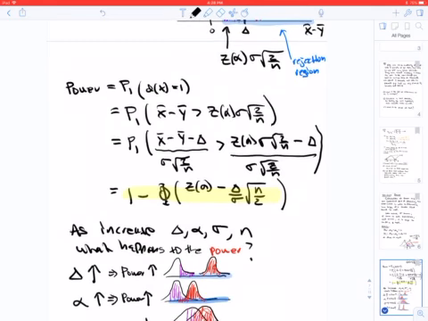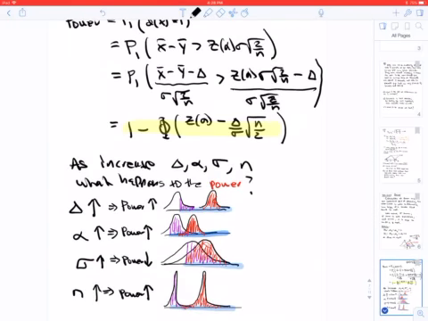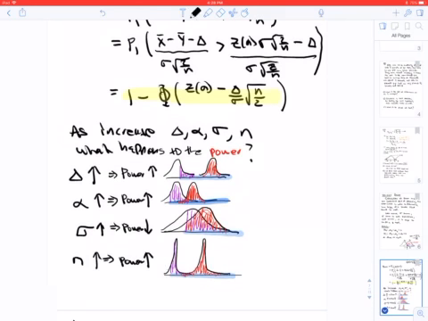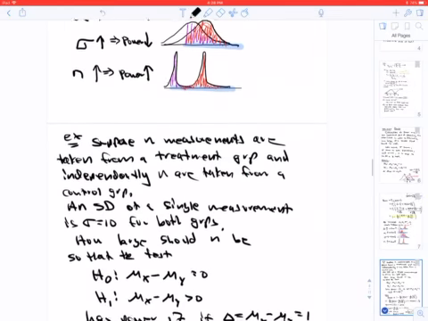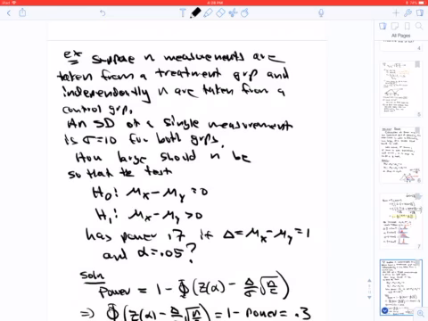We can compute power in this case in terms of the CDF, and you can check the effect of increasing delta, alpha, sigma, and n on power using this formula, or I think it's more intuitive just to make pictures. You can see that the power increases in all cases except sigma: when sigma increases, the distributions become more overlapped, so you can see that the area in red decreases.